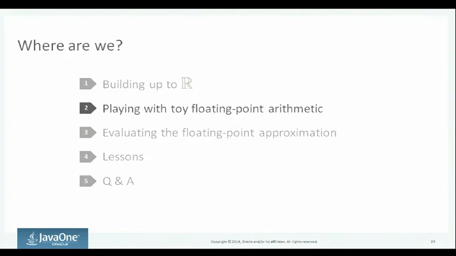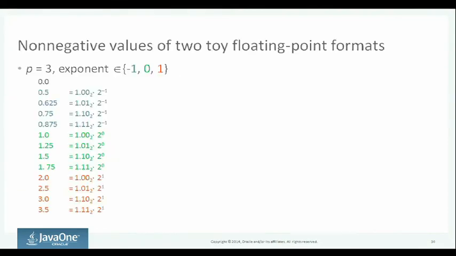All right, so now that we've had an overview of the real numbers and floating point, we're going to start playing with very much a toy floating point format. So here's a very simple floating point format that's good for slide presentations and not too much else, that only has 3 bits of precision, and it only has 3 exponent values, -1, 0, and 1. And these are all the positive values of that format written down here.